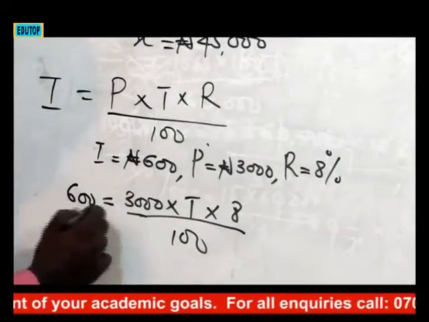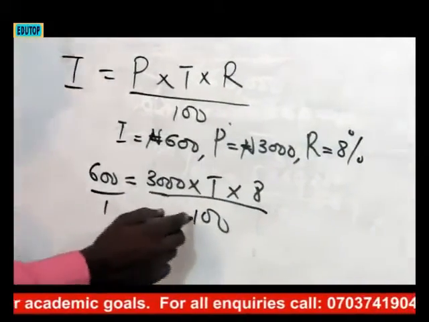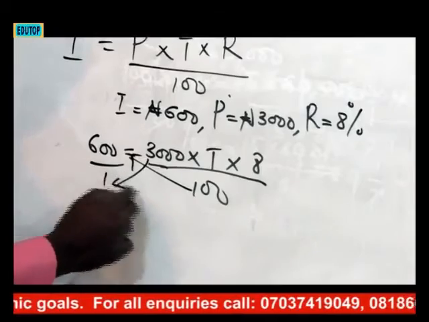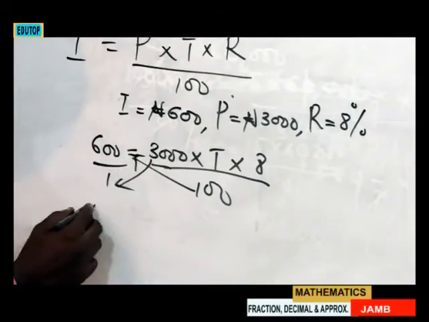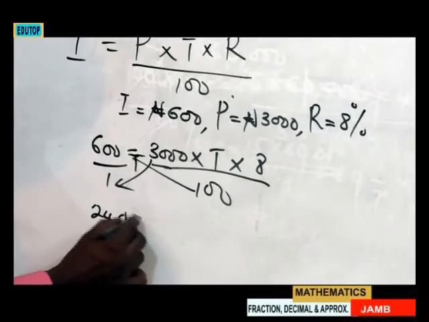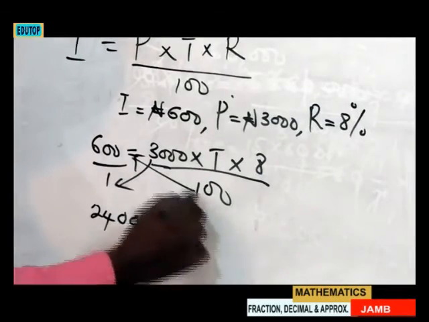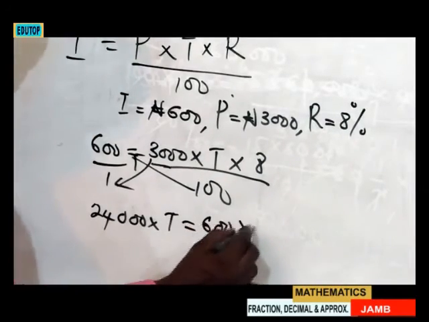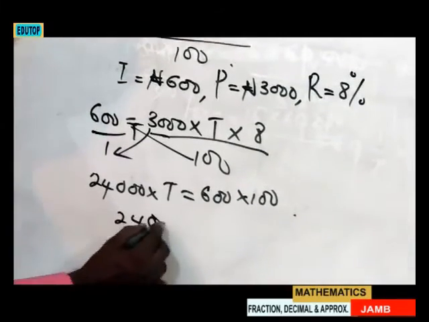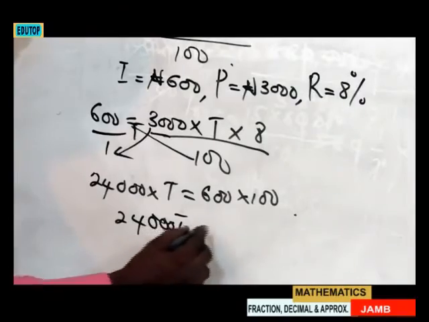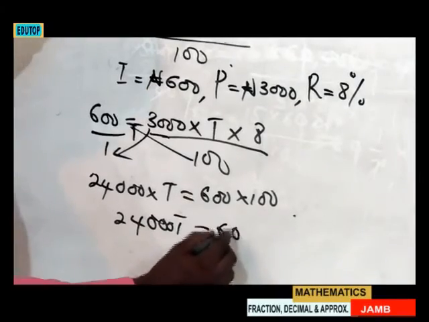So what we need to do here is to cross multiply. By the time we cross multiply, we are going to have this times this, 24,000 times t equals 600 times 100. So that will be 24,000 t equals 60,000.